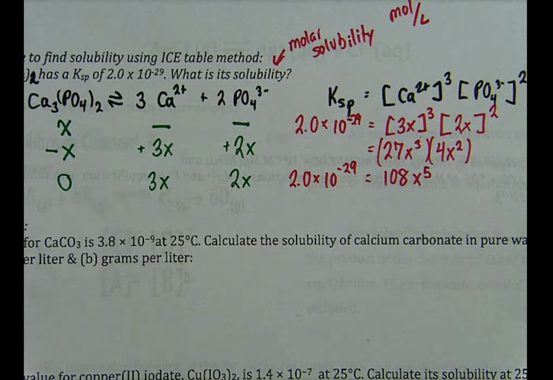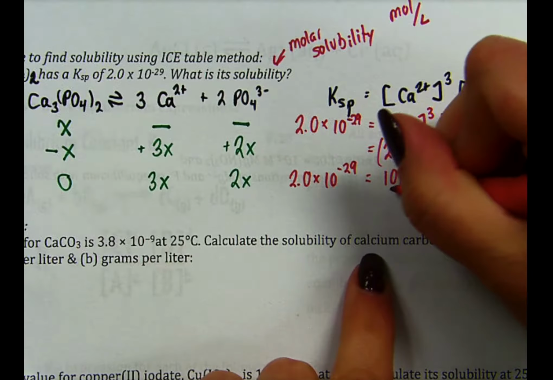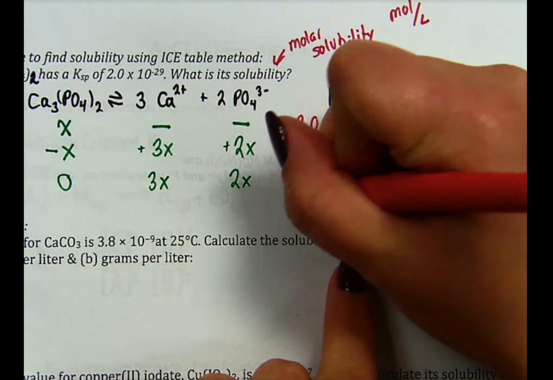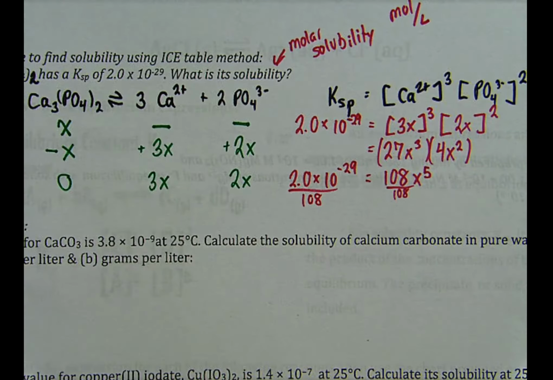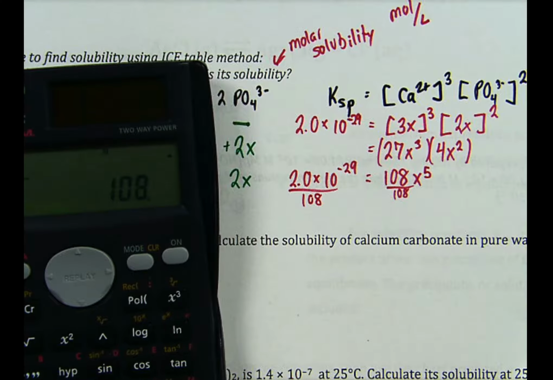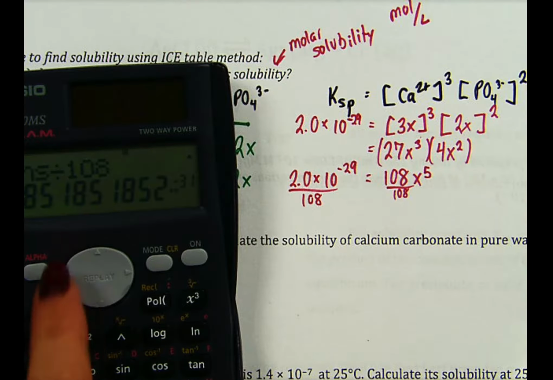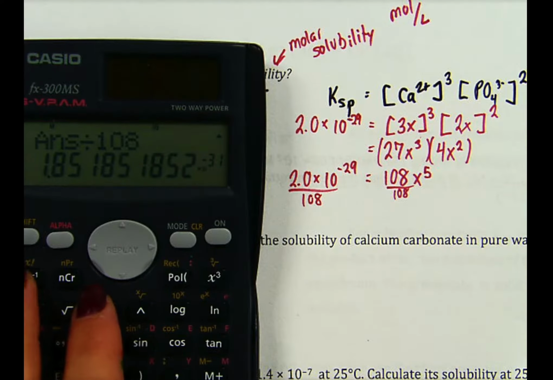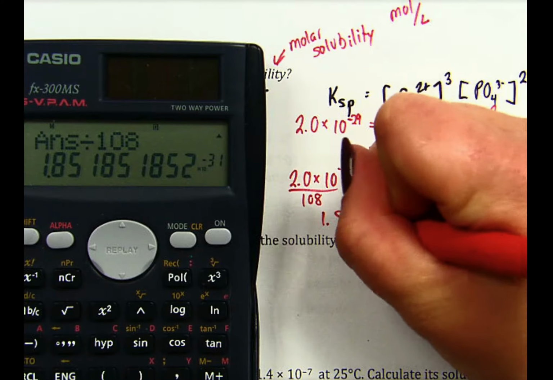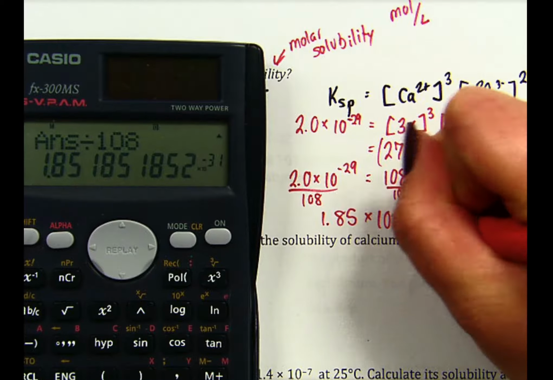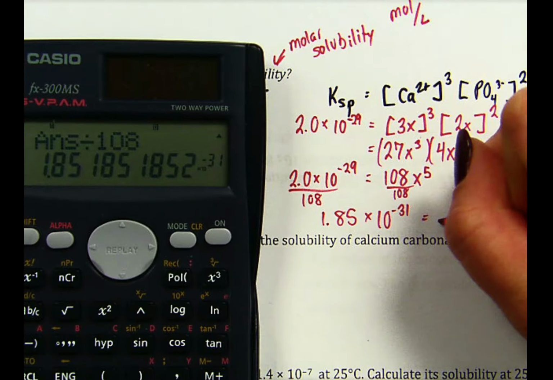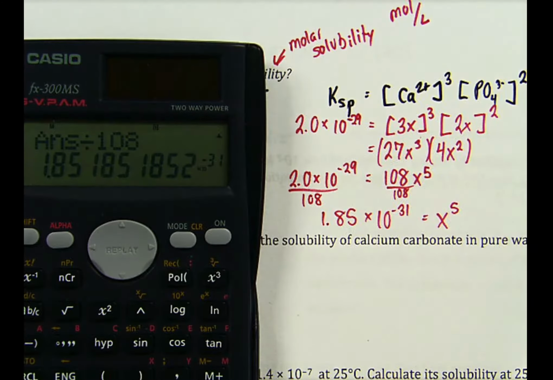Okay, so putting your algebra skills to the test. Divide by 108, divide by 108. So 2.0 times 10 to the negative 29 divided by 108. Okay, I got 1.85 times 10 to the negative 31 equals x to the 5th.